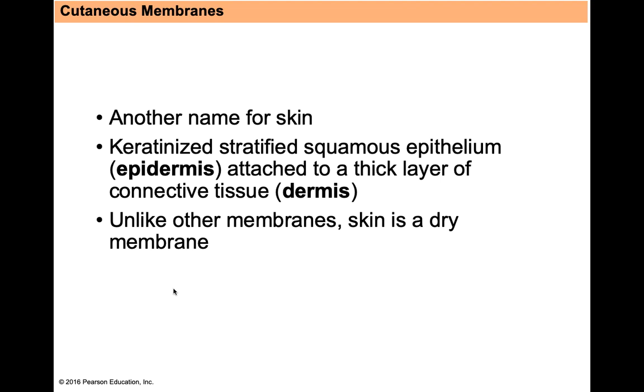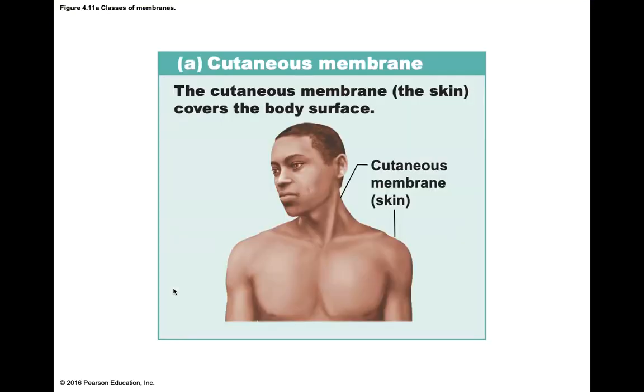Unlike other membranes, the skin is a dry membrane. We've talked about moist linings when we talked about the epithelial tissues previously, and our connective tissues as well. There's a lot of water and viscosity there. But the skin is actually a dry membrane. So your cutaneous membrane is going to be dry. Here's an example of this: it's the skin, it covers the body, it's on the outside.